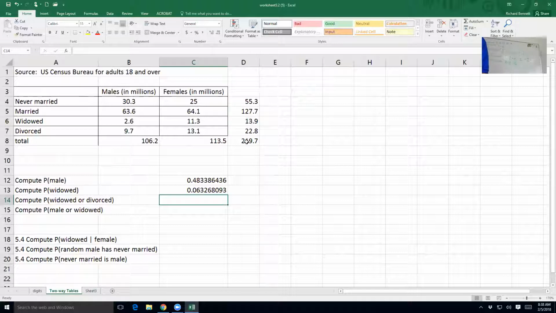What would be the probability that someone is widowed or divorced? So I'm going to use parentheses here: the widowed plus the divorced, close my parenthesis, and divide by my total. Now let's pick on somebody else, how about Tyler? How about the probability that someone is male or widowed?